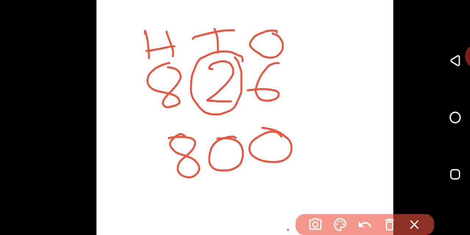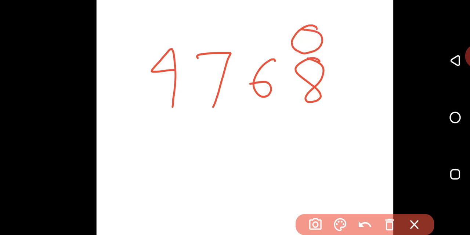Now what will be the rule? If the digit is 5 or more, then place 0 at the tens place and ones place and add 1 to the digit at the hundreds place. If the digit of the tens place is 5 or more, then place 0 at the tens and ones place and add 1 to the digit in the hundreds place. I think you have understood this one. Fine. Now we will do one exercise.